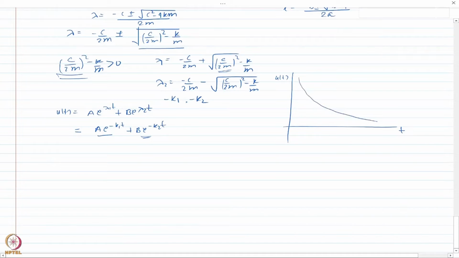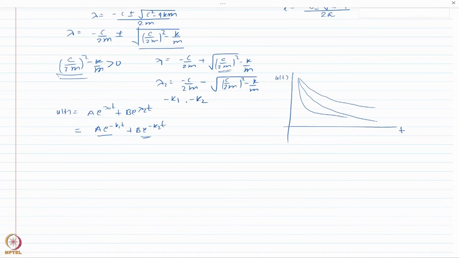Of course, depending upon the values of k1 and k2, if k1 and k2 are very large, it would decay very fast. If they are not very large, it would decay much slower. So the rate of decay actually depends on the values of k1 and k2.